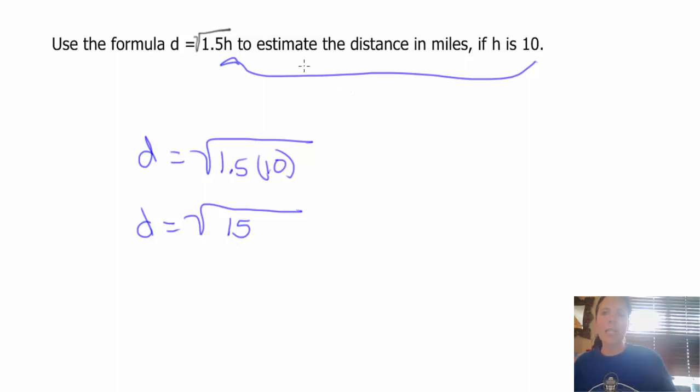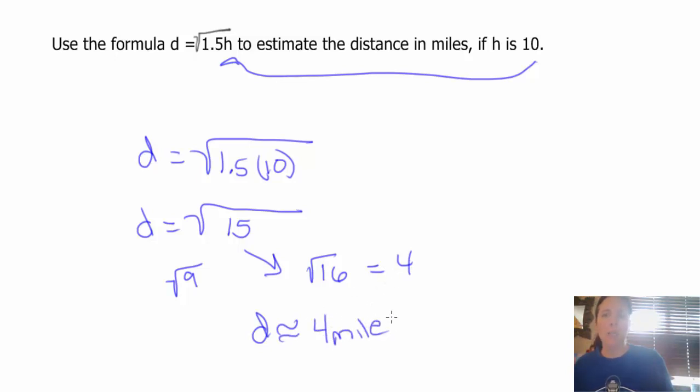Now it says estimate. The square root of 15 is not a perfect square. The square root of 16 is, and the square root of 9 is. 15 is closer to the square root of 16, which equals 4. So D is about 4. 4 miles, because you're just estimating.